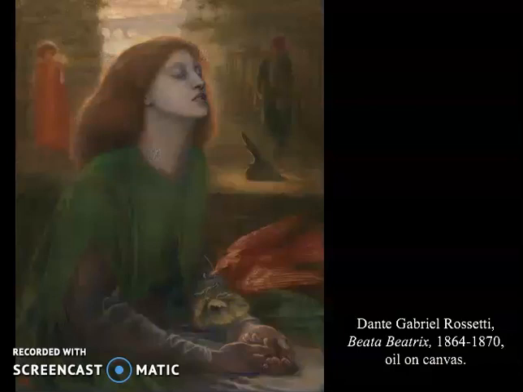This next work is by Dante Gabriel Rossetti, Beatrice from 1863, in which he painted his wife. He married Elizabeth Siddell, who was painted in the previous image, and here she is depicted as the character Beatrice.